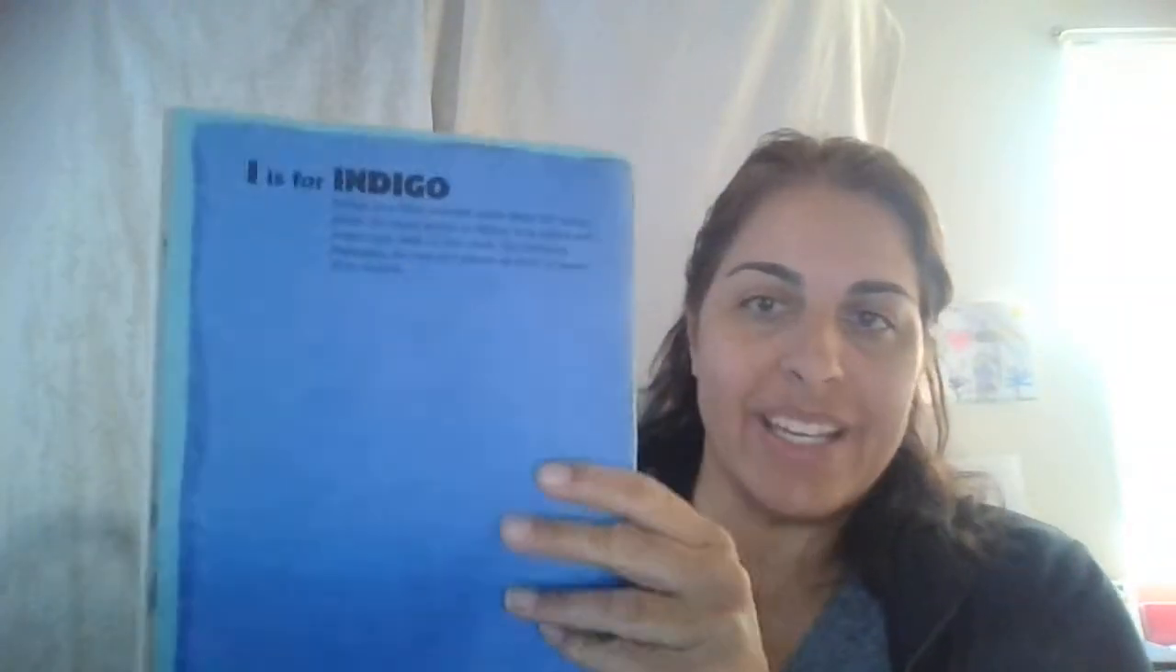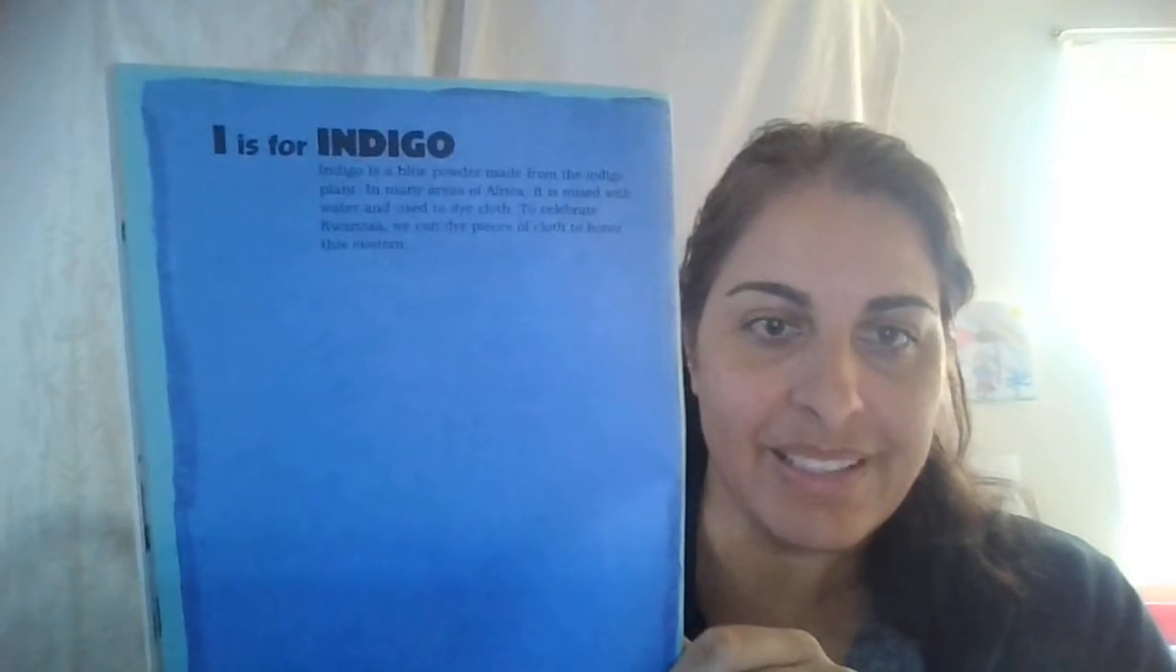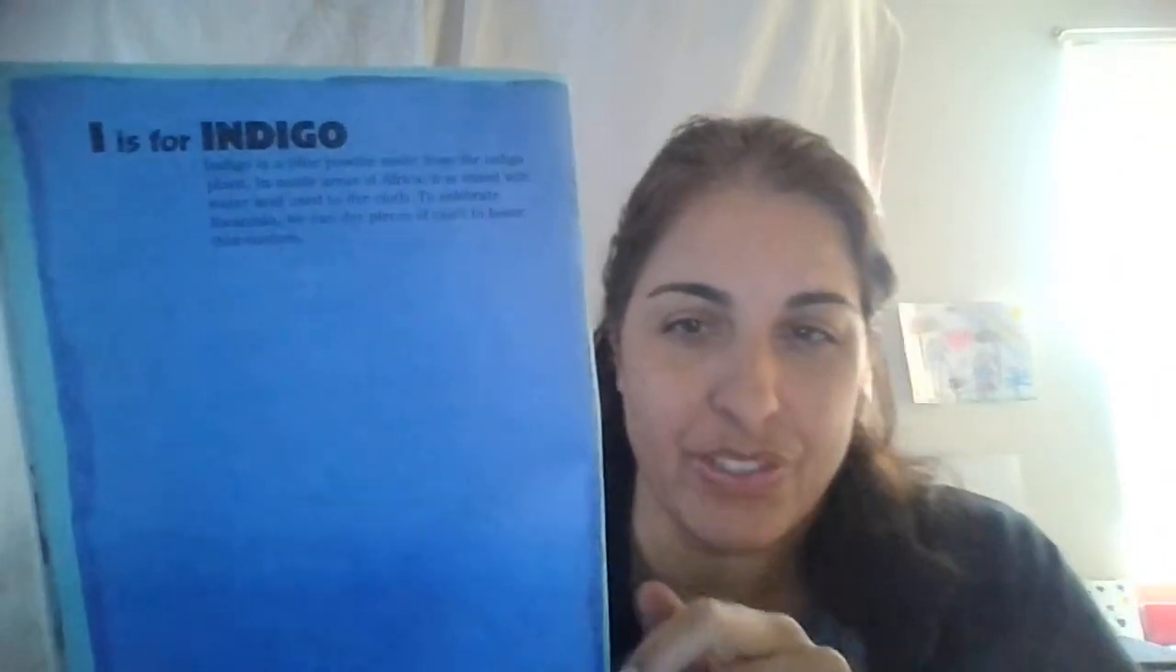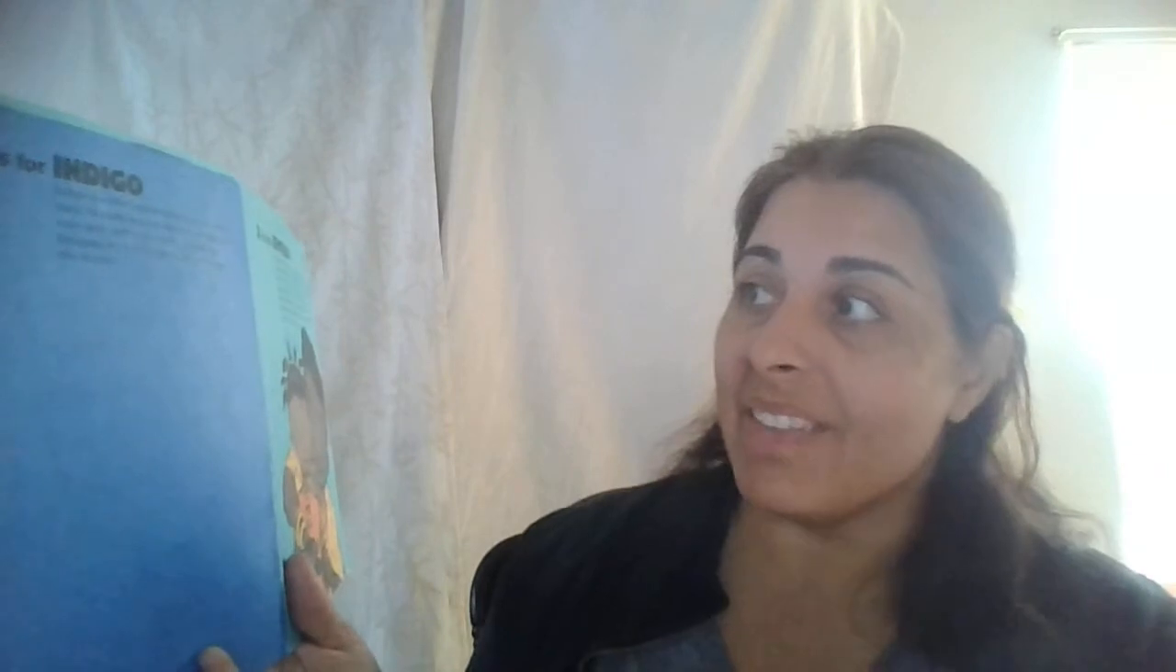I is for indigo. That's a type of color. That's why they're only showing this. It kind of looks a little blue, maybe purple on the screen. It's an indigo, and it's actually made from an indigo plant. And they use it to make clothes. They use this to color some of the clothing.